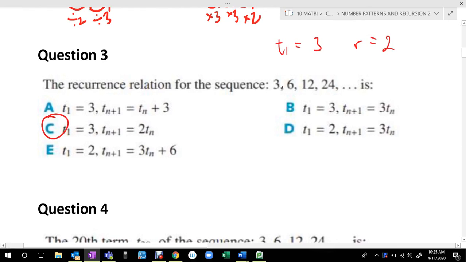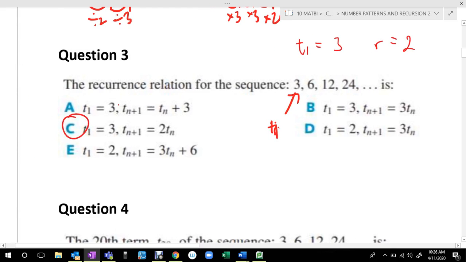Question 3, which one of these is the recurrence relation for this sequence? Again, Leon had trouble with this. I'm going to keep roasting you, man. First term is 3. Okay, T1 is 3. And to get the next term, I can say it's 3 to 6, which is times 2. 6 to 12 is times 2. 12 to 24 is also times 2. So it has to be C.